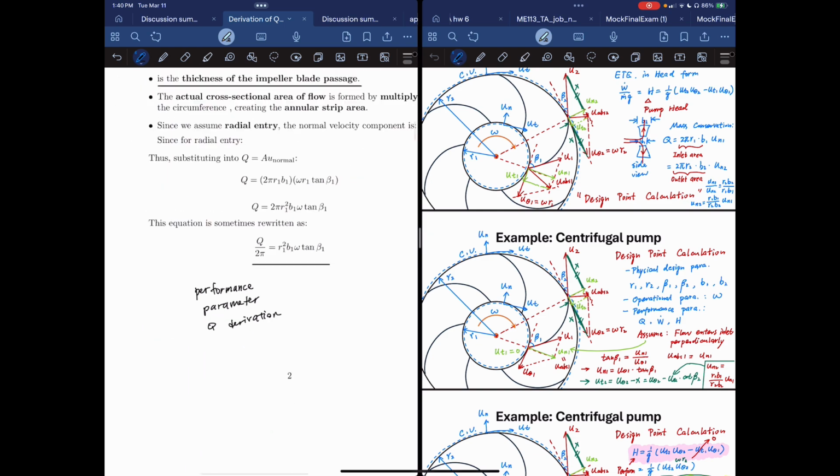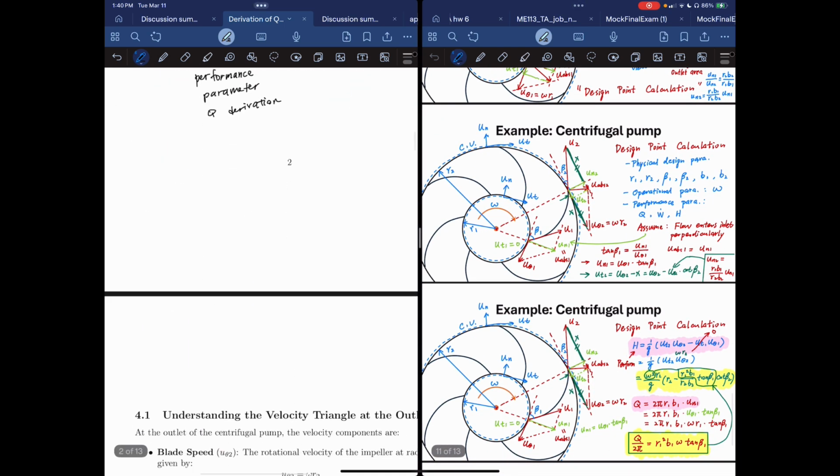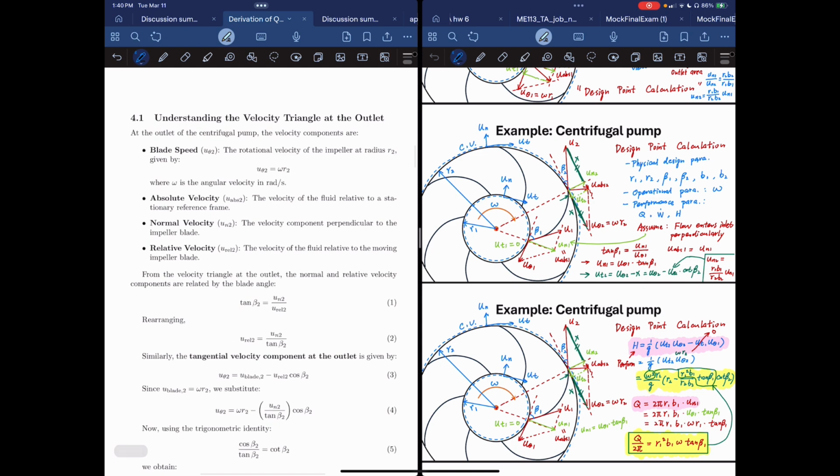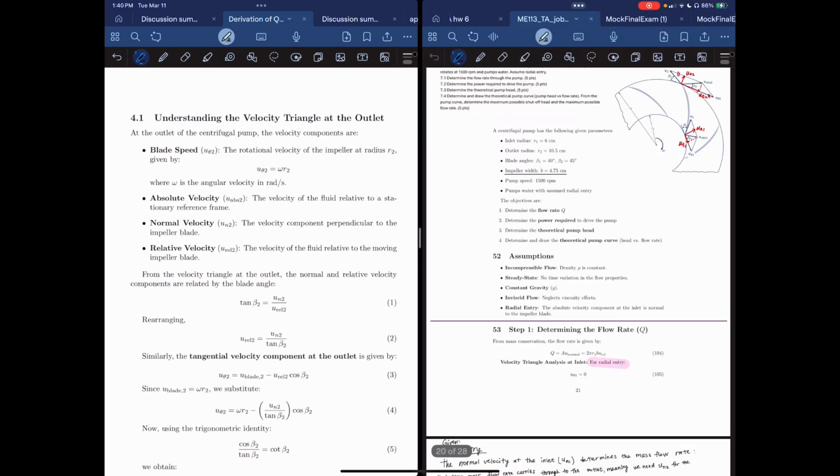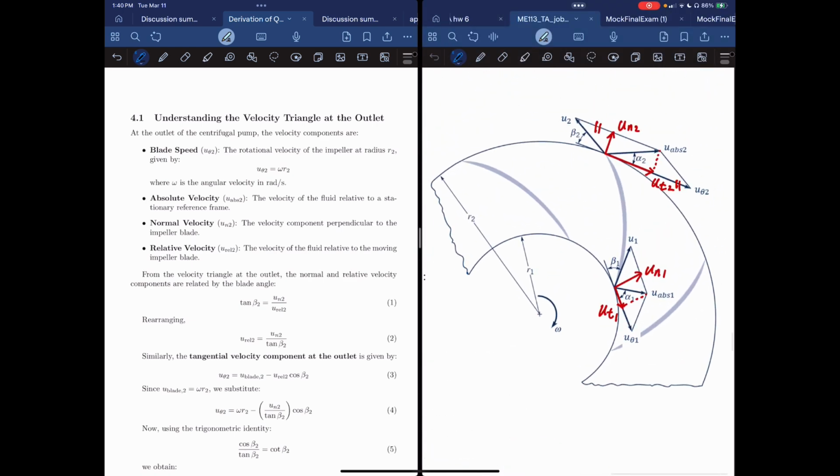Okay, so just continuing, and this is the velocity triangle analysis. There were questions about the order of the calculations. If you have a radial entry or just pumps in general, how do you know what velocity to use? What order do you go?